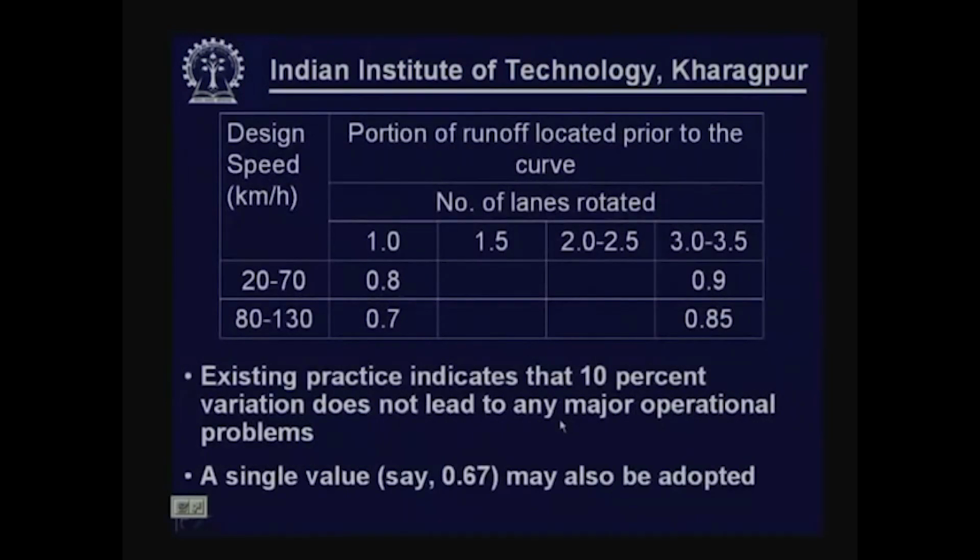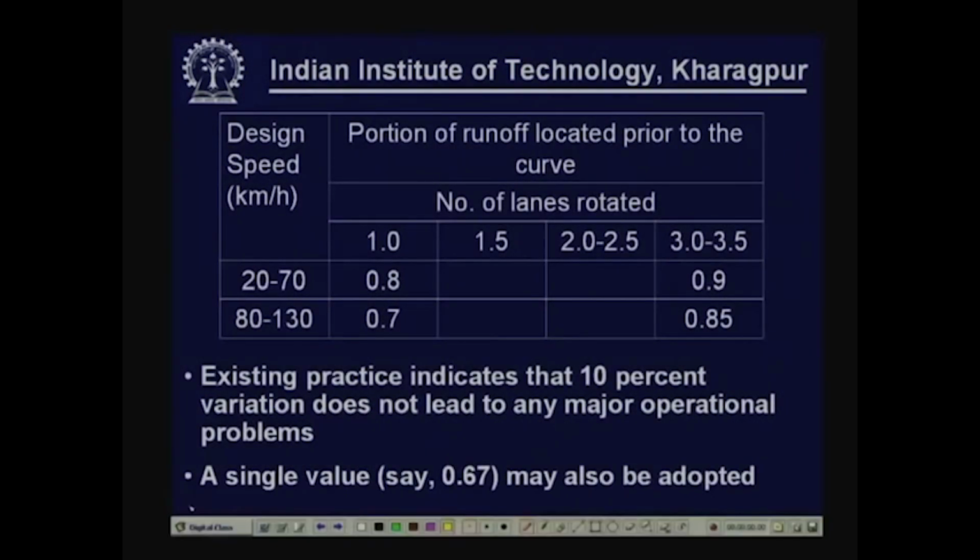Accordingly, AASHTO suggests the portion of runoff length located prior to the curve, or on the tangent portion, as a function of the design speed range. One range is 20 to 70 kilometers per hour, which we can say is the lower speed range, and another is 80 to 130 kilometers per hour, the higher speed range, and it also depends on the number of lanes rotated.